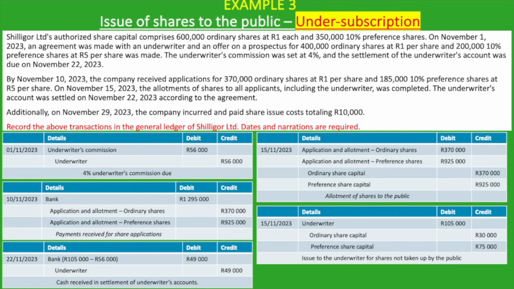When you've abandoned the share issue altogether, you will debit share issue cost and credit bank. That's the most obvious one. You may be thinking, but since IAS 32 states that it must be offset against an equity account, we're going to offset it against the ordinary share capital. Remember, we credit our ordinary share capital ordinarily, but in this case we're going to debit it to reduce our ordinary share capital by 10,000 rand, and then we credit bank, of course, because we paid that amount on the 29th of November.